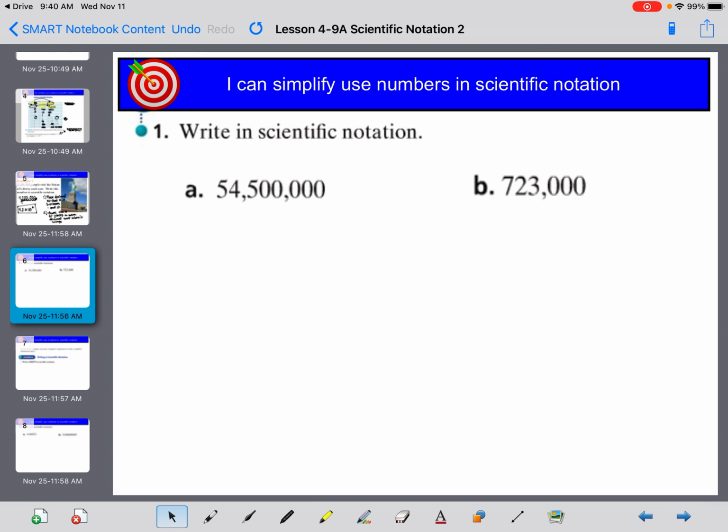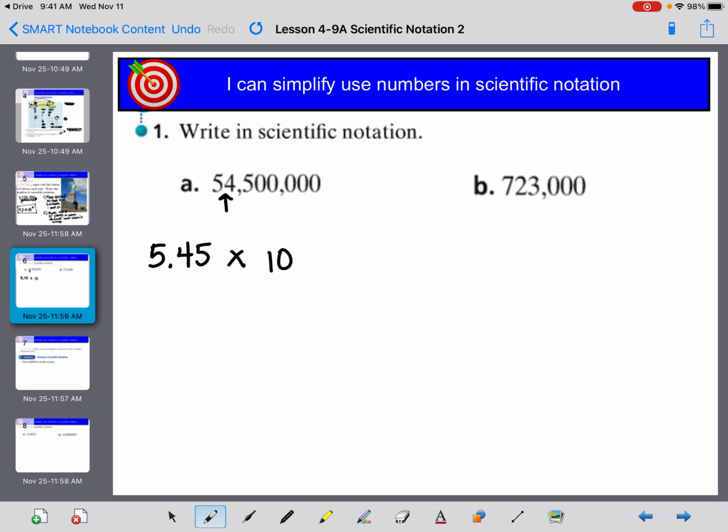Let's try one more. Write the following in scientific notation. 54,500,000. The first number needs to be between 1 and 10. Where should I place a decimal so that I get a number between 1 and 10? It's always after the first digit, always. So it's going to go between the 5 and the 4. 5.45. Now I multiply it by a power of 10.